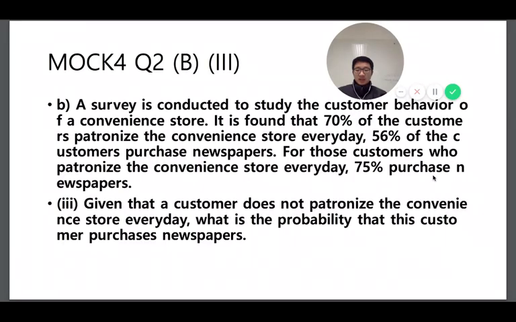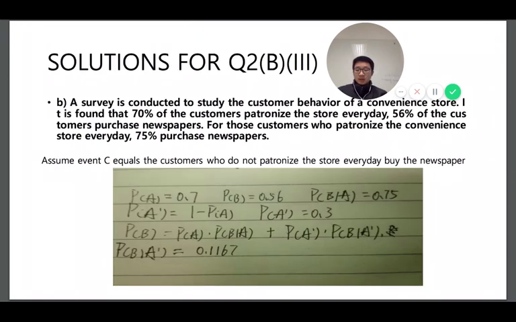Everyone, I'm Jim. I'm going to deliver question 3. Given that a consumer does not patronize the convenience store every day, what is the possibility that the consumer purchases newspapers. And the question tells us that the possibility of consumers who go shopping every day is 0.7. And the possibility of consumers who buy newspapers is 0.56.